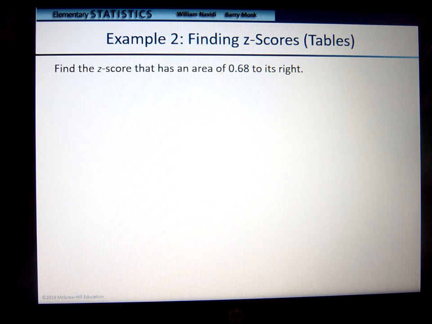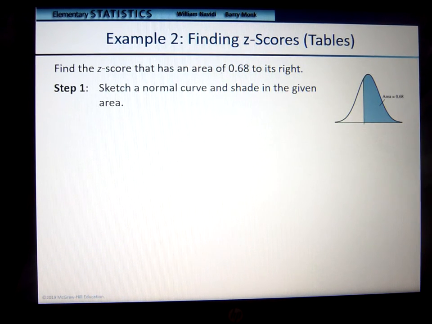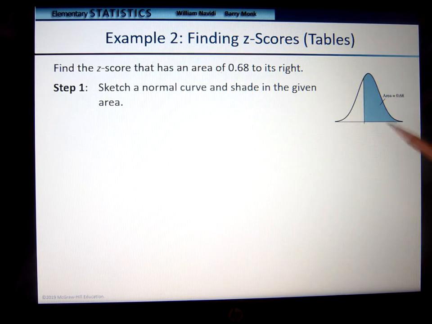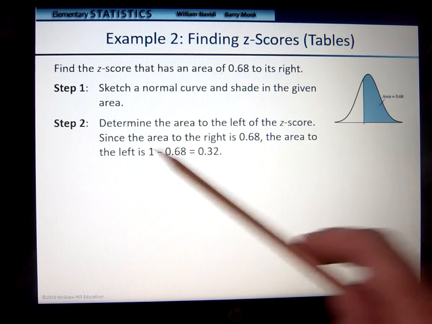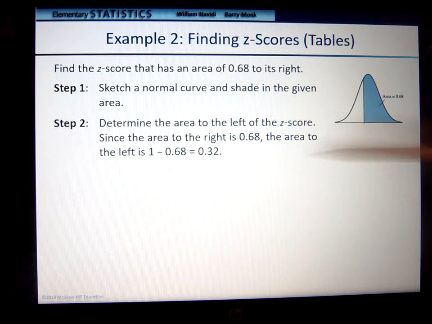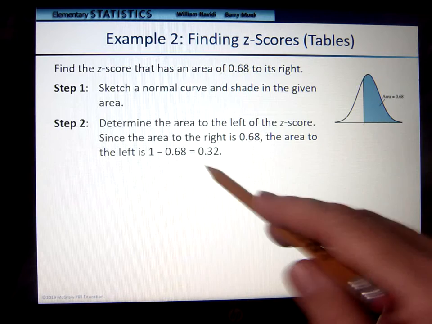What if it has the area of 0.68 to the right? Well, I would sketch a normal curve so I can have a visual here of what I'm looking at. Then I would take 1 minus that value because it will give me the number that I need to look up in my table, which gives me my area to the left, 0.32.